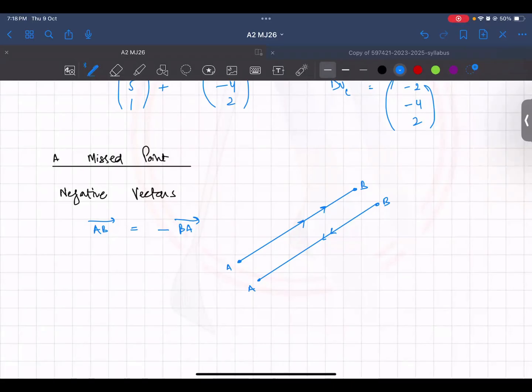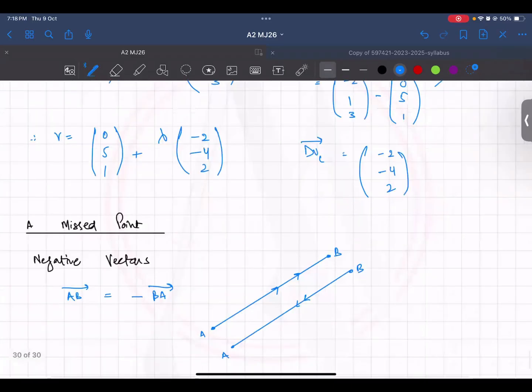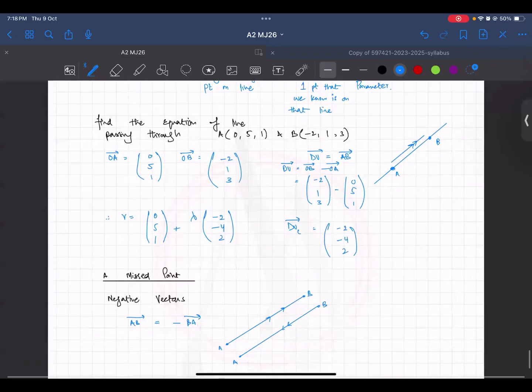But you can see they both are parallel to each other. They are anti-parallel, you can say. The direction is opposite, but they are parallel. So in this case, for the direction vector, if you find BA or AB, both of them would work. Right now we found AB, which was equal to (-2, -4, 2). If I want to find BA, I just multiply it by a minus sign, so this would become (2, 4, -2).